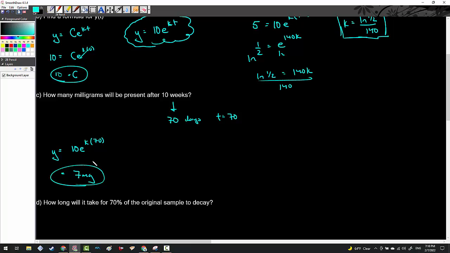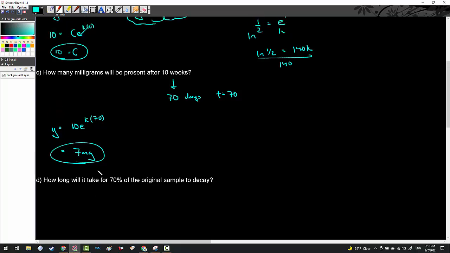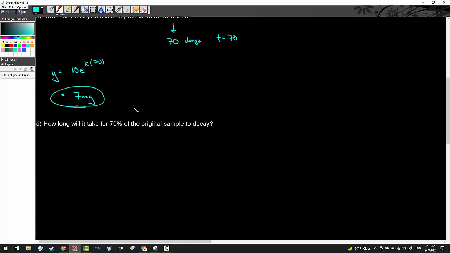Okay, so now they're asking us, how long will it take for 70% of the original sample to decay? Well, remember, we started off with 10. So if 10 is how much I started off with, and 70% is gone, that means that 30% is remaining, which means only 3 will remain. And so now I'm going to divide by 10. And I'm going to get 0.3 is equal to e to the kt. Again, k is a known value, right?